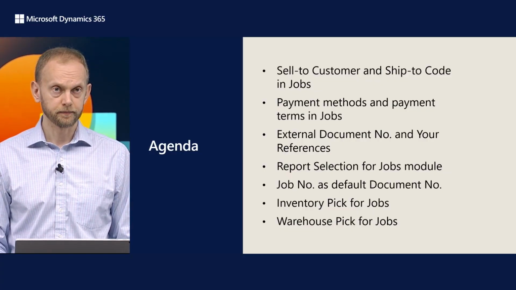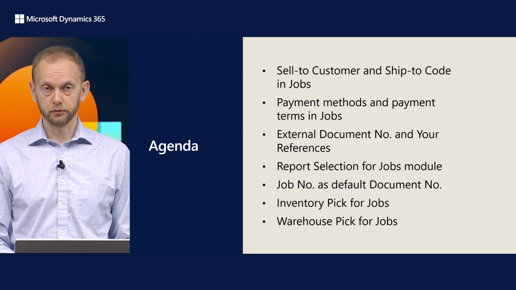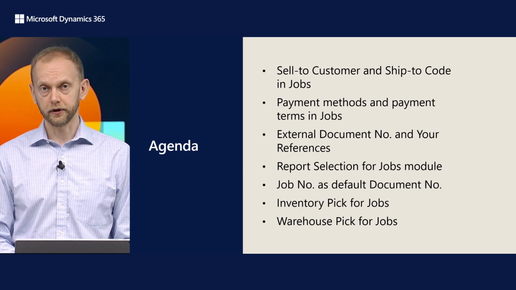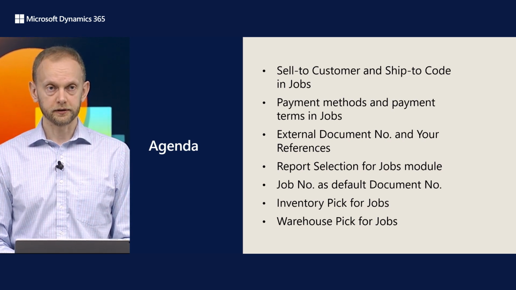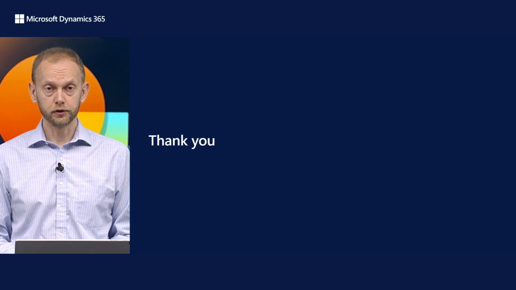Let's summarize. You saw in this presentation how to deal with different sell to and bill to customers on the same jobs, and how to define different shipping addresses, payment methods and terms. You saw a number of improvements in the area of consuming inventory, starting with assigning the document number, but also support of warehouse picks and inventory picks. I hope you liked these new features and they will help you in your job. Thank you for attention.